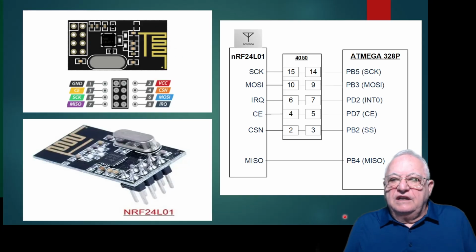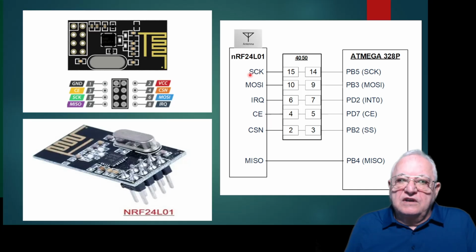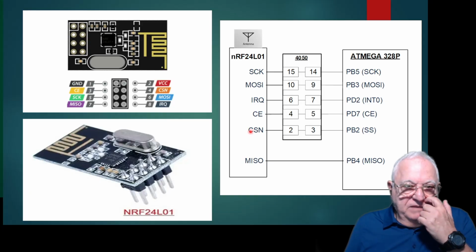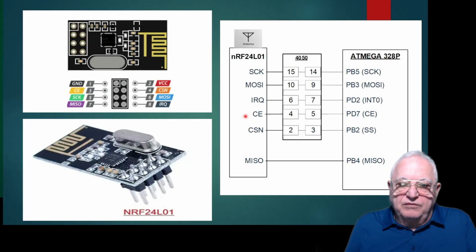So here we have the interface I'm going to be using. We have the clock, MOSI, IRQ, chip enable. Chip enable is this one, and this is radio enable, so we can communicate. So those will be going into our controller, and we have the 4050 in between. So this is going to handle the conversion between 3 and 5 volts. So we have the clock, the MOSI, the interrupt 0, which we're going to hook up to our IRQ.